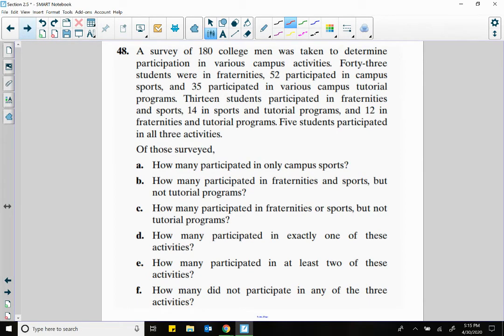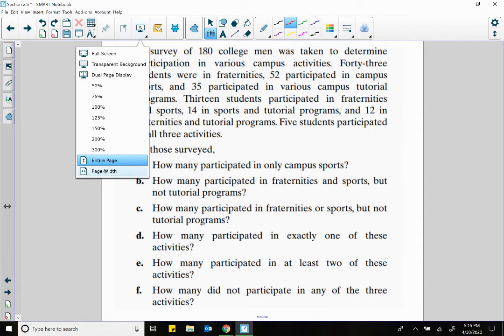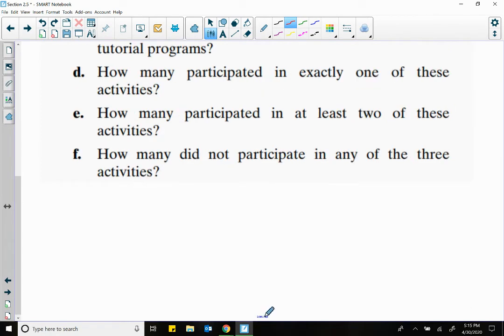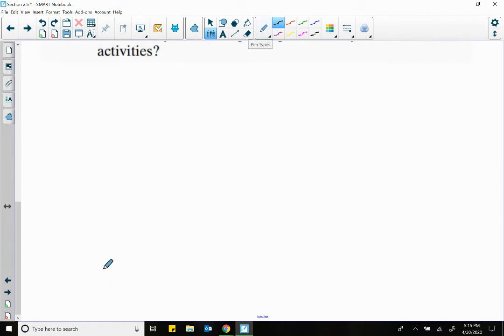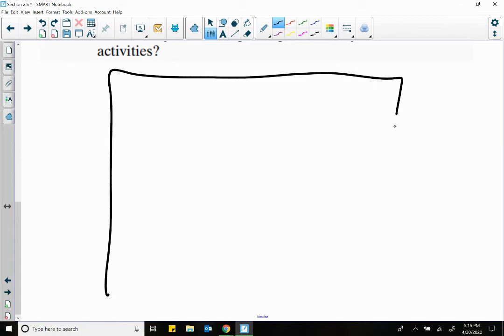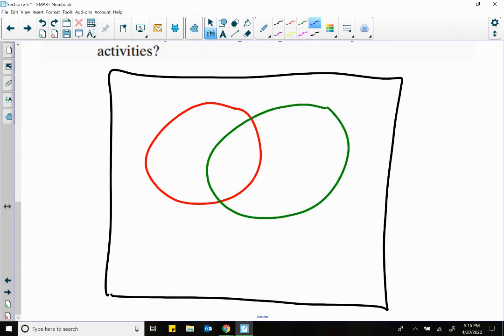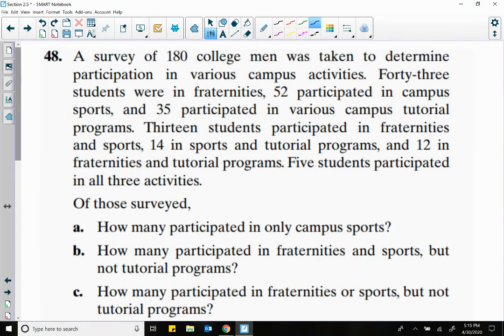Okay. So let's get this Venn diagram up here first. So I'm going to scroll down. Again, we have 3 circles, 3 items. All right, so let's figure out what these 3 items are.